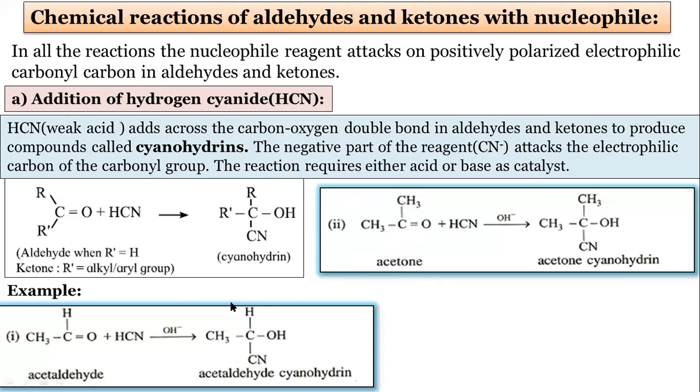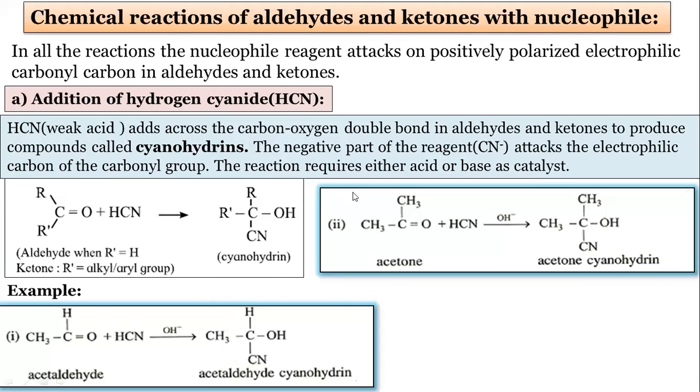HCN is used in both the reactions. CN minus acts as a nucleophile. It will attach to the carbonyl carbon. We will get the minus charge here, and this minus charge will pick up the hydrogen from this, and we get the cyanohydrin. So remember, cyanohydrin preparation by using aldehydes and ketones is done by using HCN.